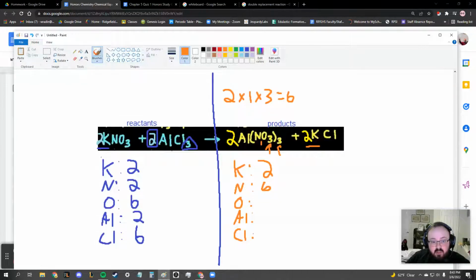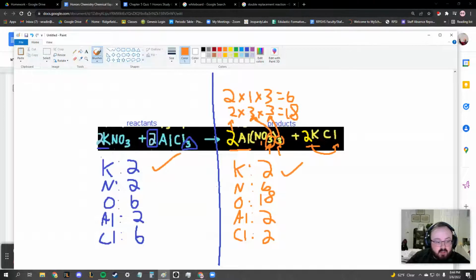For oxygen, now we have this 3. So we'd have to do our coefficient, 2 times this 3 times this 3. And this will equal 18. So there are 18 atoms of oxygen here. Alright, aluminum, we go back to no subscript, so we just do 2. And our chlorine, there's no subscript, 2 times 1 is just 2. So we can definitely tell our potassiums match up, and our aluminums, but that's about it.